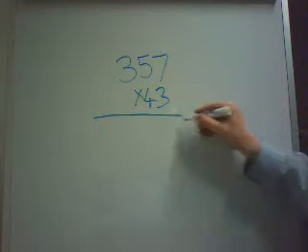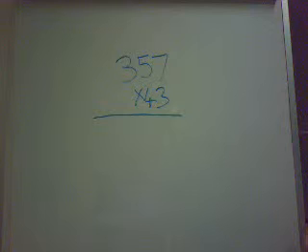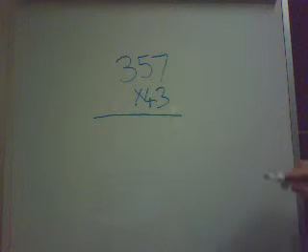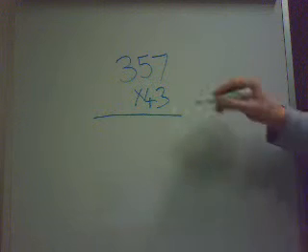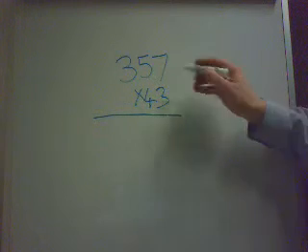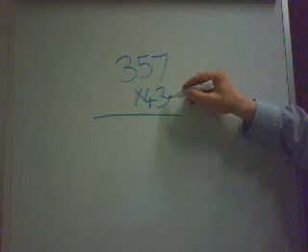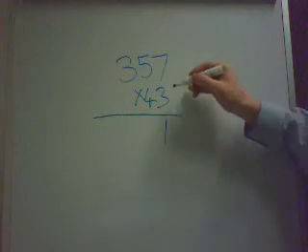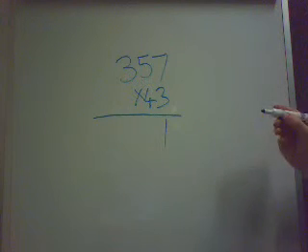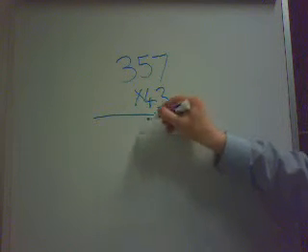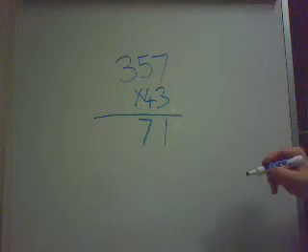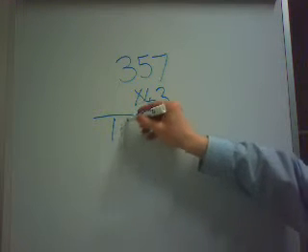Well, the method really revolves around the fact that this is the same as 3 times 357 plus 40 times 357. So we do the 3 times 357, so multiply each of the digits in 357. 3 times 7, 21. Put the 1 down and carry the 2. 3 times 5 is 15, plus the carried 2 is 17. So put the 7 down and carry the 1. 3 times 3 is 9, plus the carried 1 gives us 10, or 1, 0.